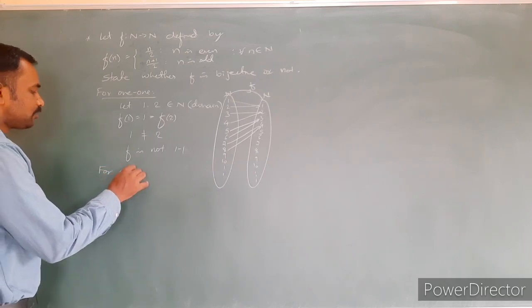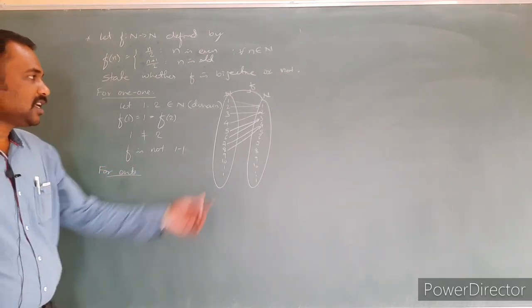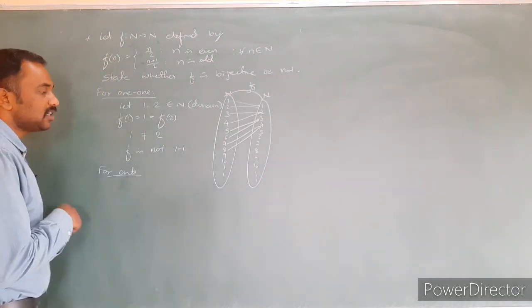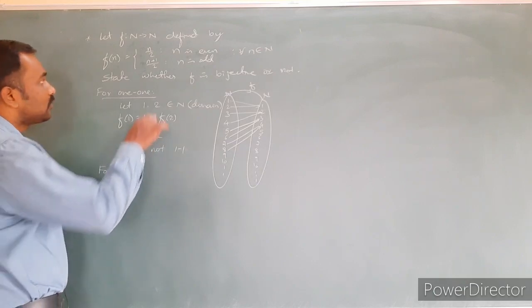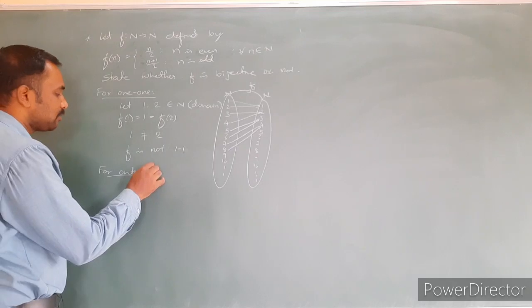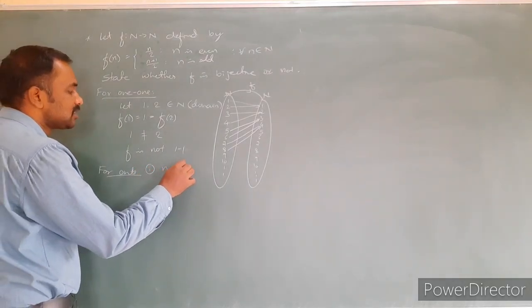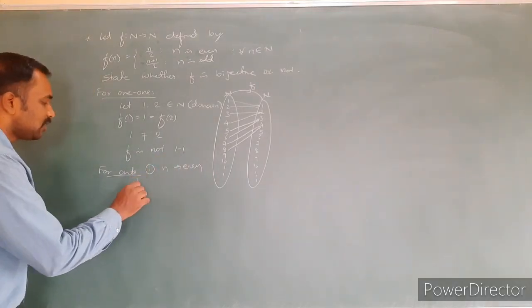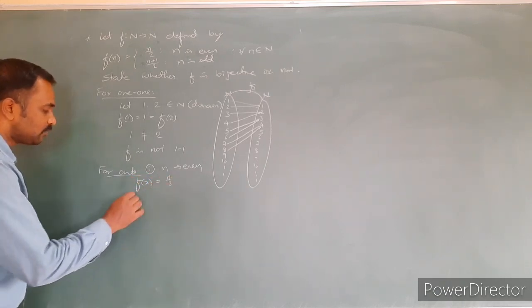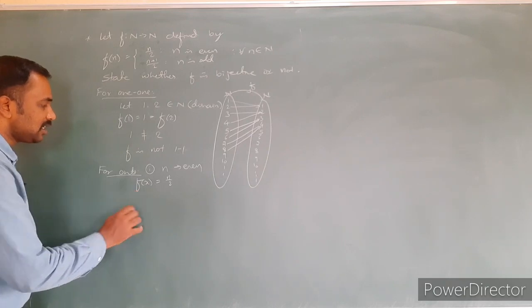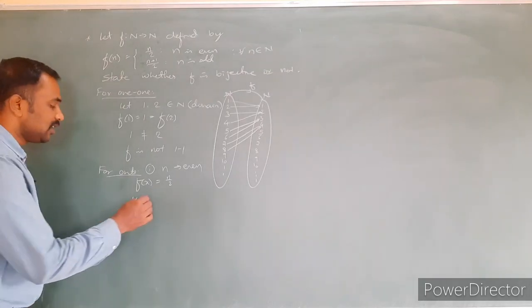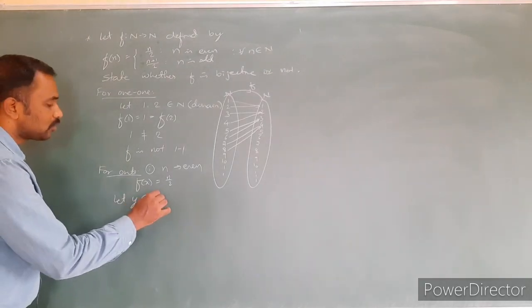Next, for onto. What is onto? Choose any element from the codomain set. It should have at least one pre-image. Here two cases arise, because the function takes two different values. First case: whenever n is an even number, the function value is f of x equal to n divided by 2. Let y be any element belonging to the codomain set N.